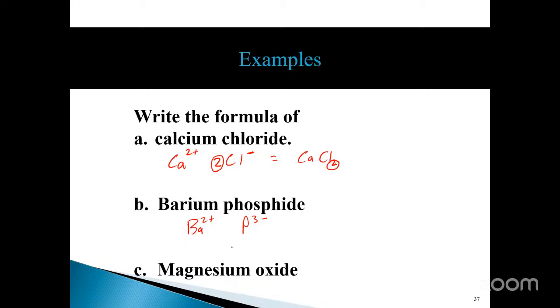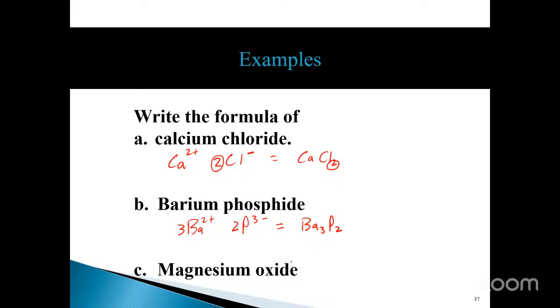So the question now becomes again, how do you get the charges equalized? Because you have a +2 here, you have a -3 here. In this case, what you do is multiply this by 3 and this by 2, because 3 times +2 gives you +6, and 2 times -3 gives you -6, right? So the charges are now canceling out each other. So the final answer becomes Ba3P2. And that's it. All right?